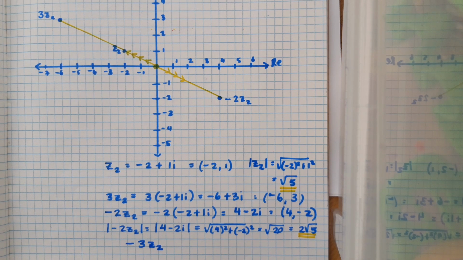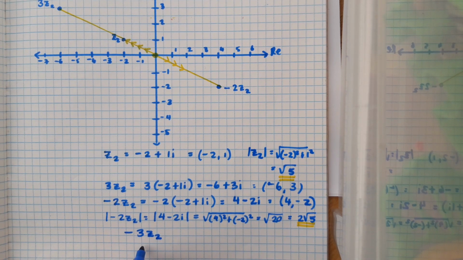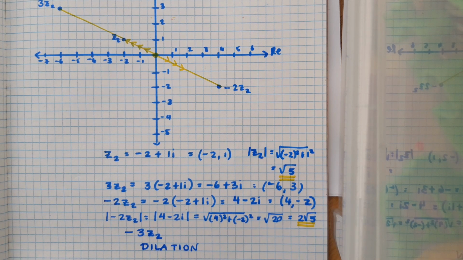Another word that we can use for scalar multiplication, or the visual effects of it, is dilation. And we'll encounter this word again when we deal with enlargements in a later geometry chapter.